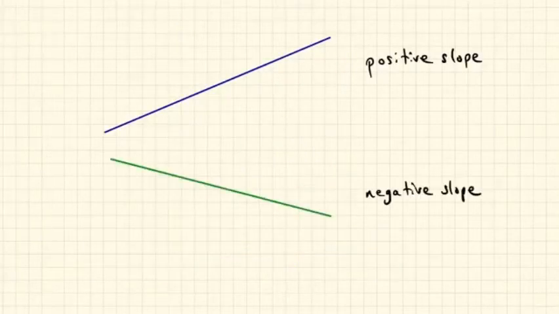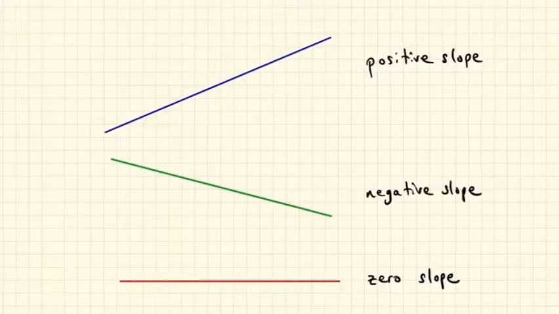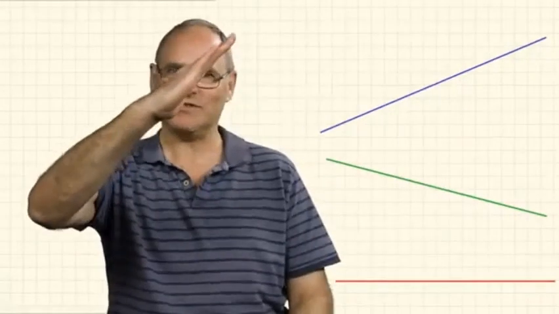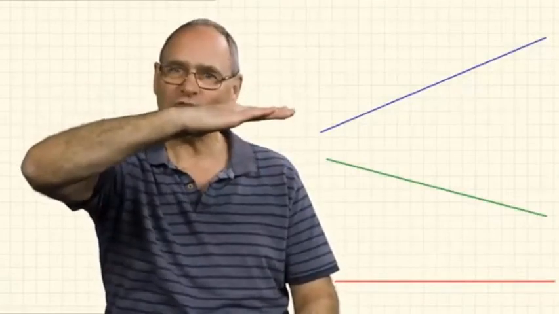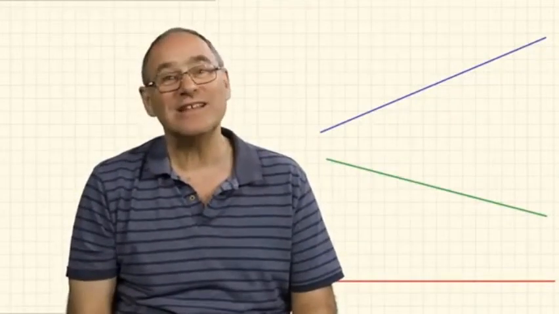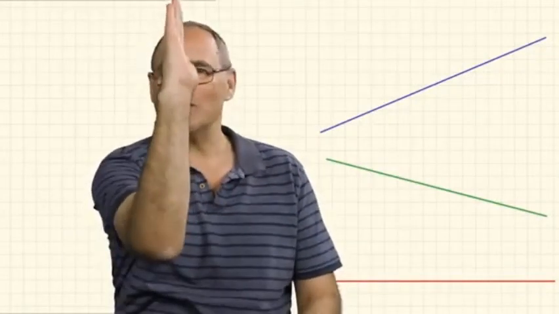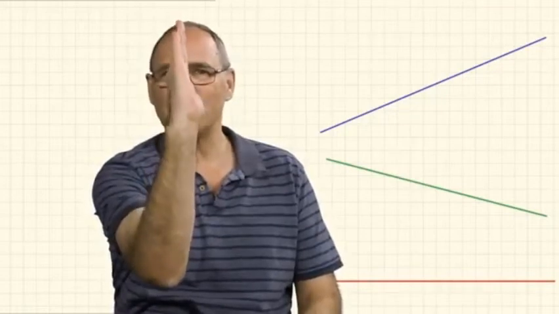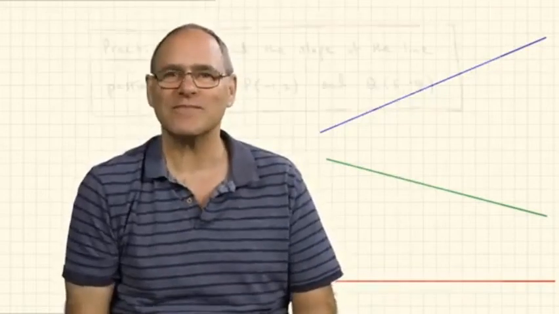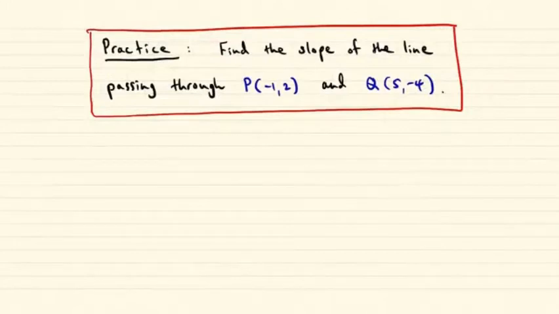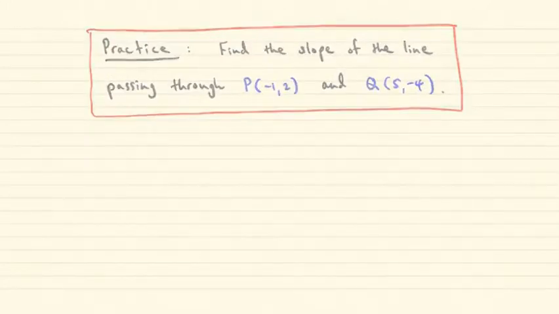Now lines can have positive, negative or zero slope, depending on whether the line slopes upwards, downwards, or are horizontal as you move from left to right. Actually, there's one more possibility, infinite slope, where you don't move at all left or right, which we'll come to shortly. Here's some more practice with points P and Q with mixtures of positive and negative coordinates.